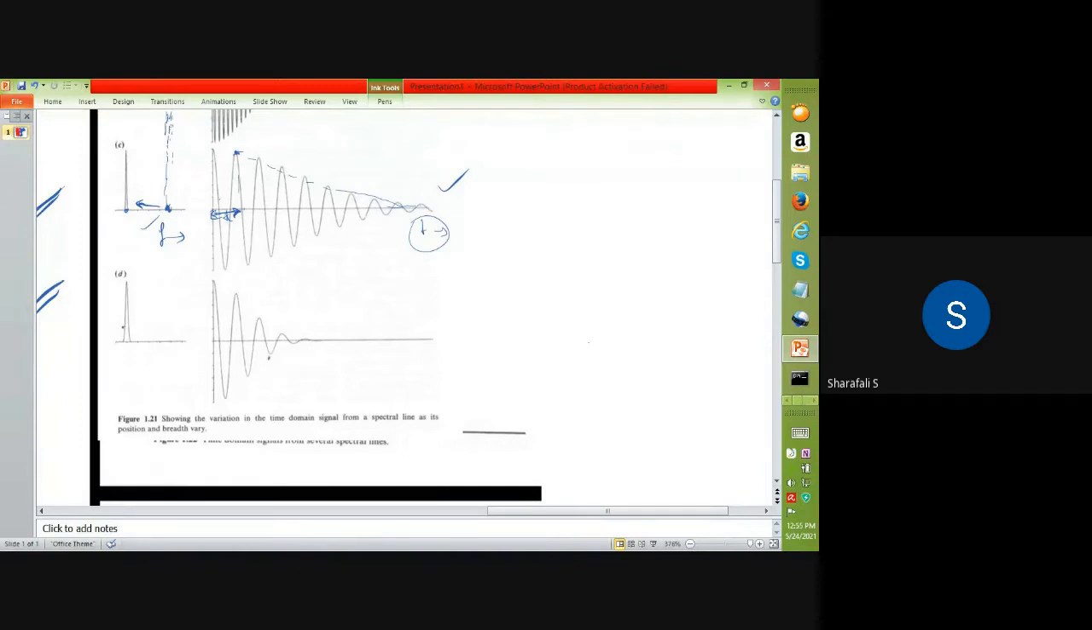But when you have the line width increased, since the line width is smaller in this case, when the width of your spectra is increased, your decay rate is larger, because your signal will decay and the intensity will reach a minimum very quickly when the breadth of your spectra is large.